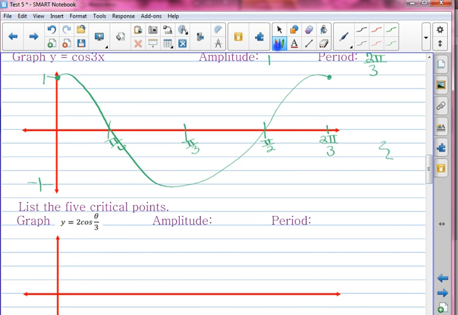It looks like that. Okay, now we have to list the 5 critical points. Your highest point is 0, 1. Your lowest point is pi over 3, -1. And the way you write these in whatever order doesn't matter. And the highest point is 2 pi over 3, 1. It crosses the x-axis at pi over 6, 0, and pi over 2, 0. Make sure you can list your critical points.